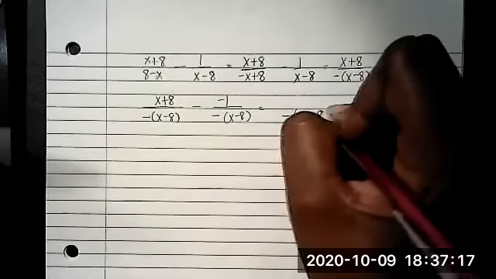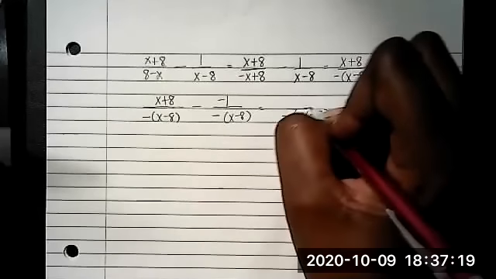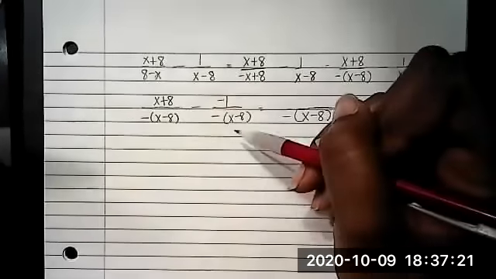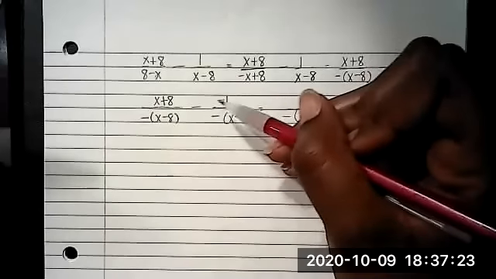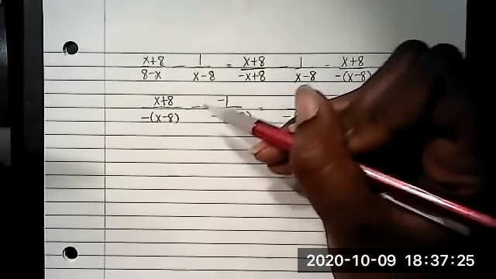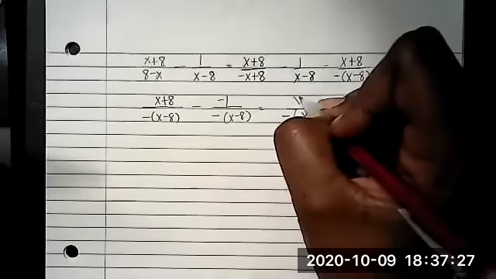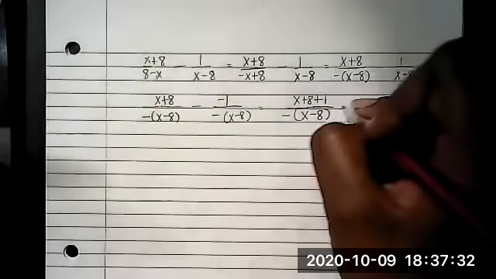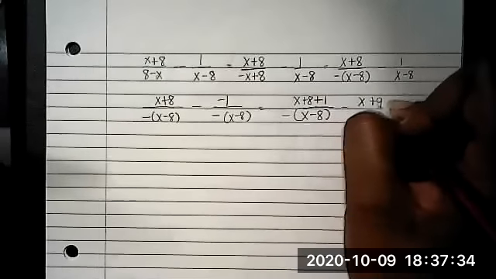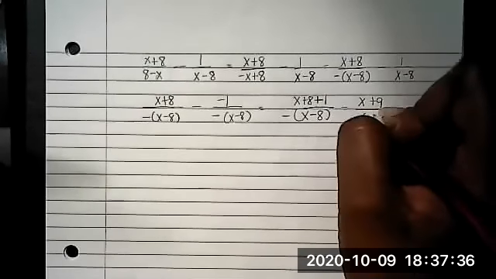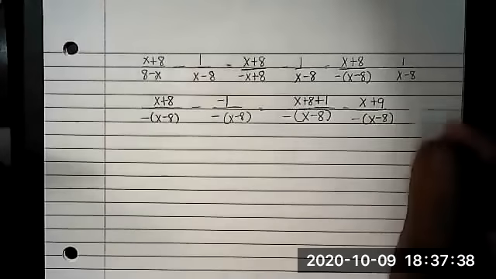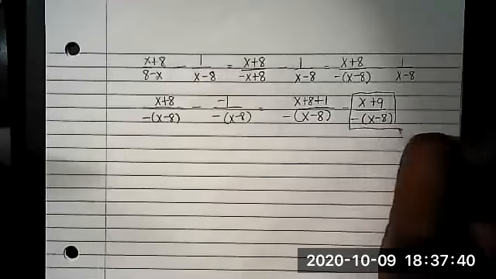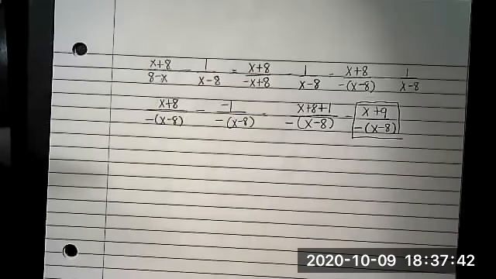So negative x minus 8 is your common denominator. And now you can combine those, negative and a negative. What happens when you say minus a negative or plus? So this becomes x plus 8 plus 1. And 8 plus 1 is 9. So this is x plus 9 over negative parentheses x minus 8. Okay, this is your answer. It's ugly, but our answer nonetheless.